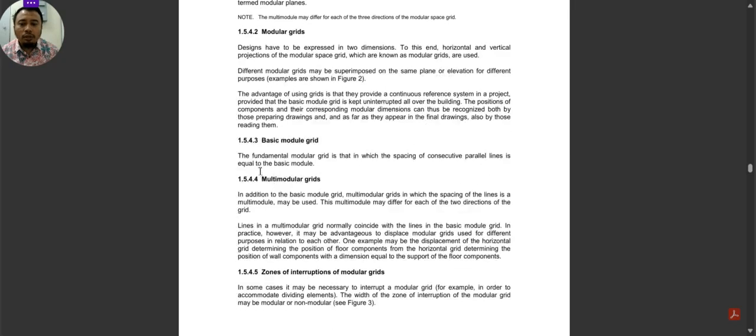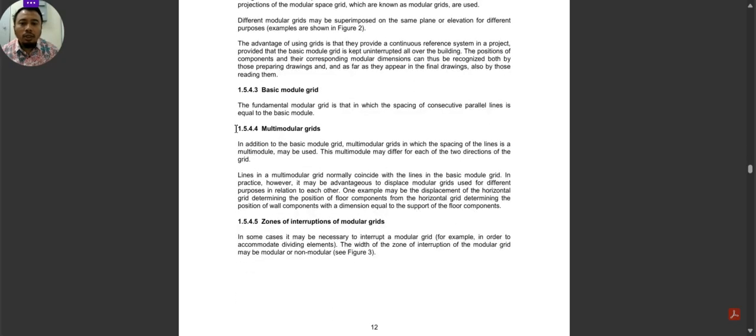Grids is a modular grid, as we talked about earlier. The basic modular grid is the fundamental modular grid, in which the spacing of consecutive parallel lines is equal to the basic module. So if you have 1m, 1m, 1m, that is a basic module grid. But if it's a 3m, 3m, 3m grid line dimension, it is a multi-modular grid.